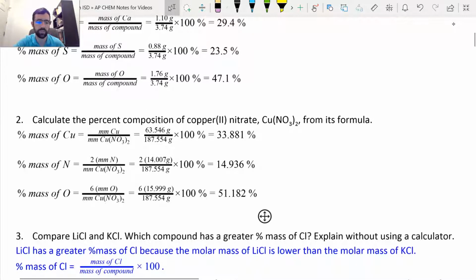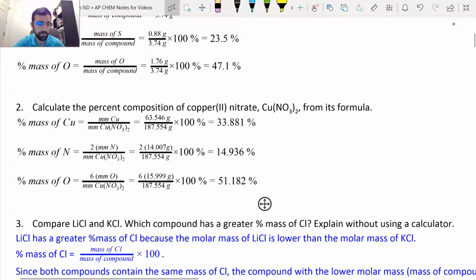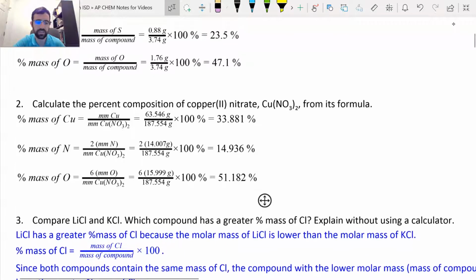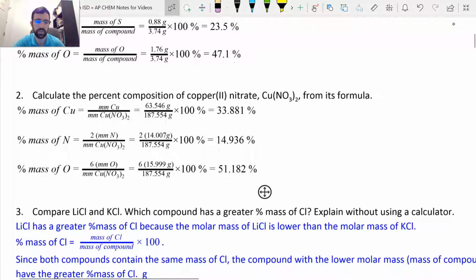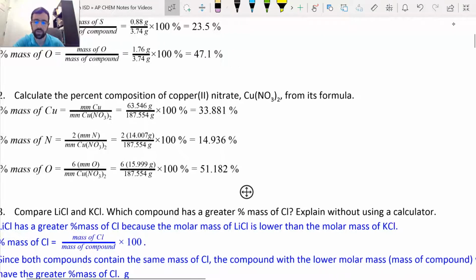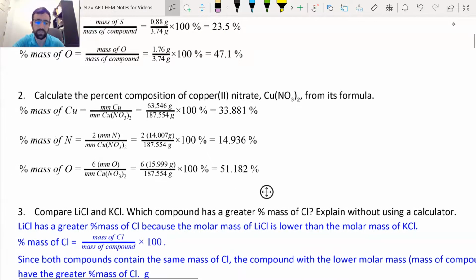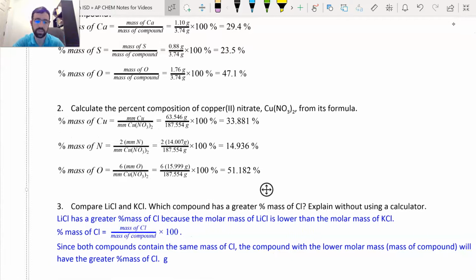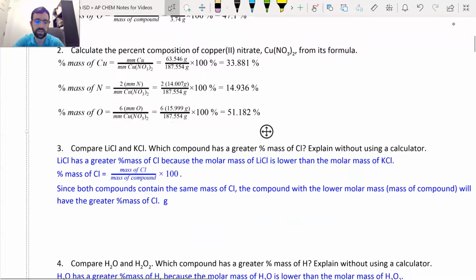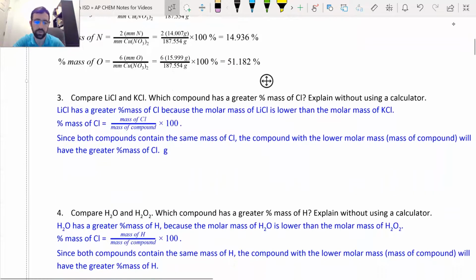Our formula is percent mass of chlorine is the mass of chlorine over the mass of the compound times 100. Since both compounds contain the same mass of chlorine, the only thing that could be different is the mass of the compound. So the compound with the lower molar mass will give you the greater mass percent of chlorine. We did the same thing with H2O and H2O2.